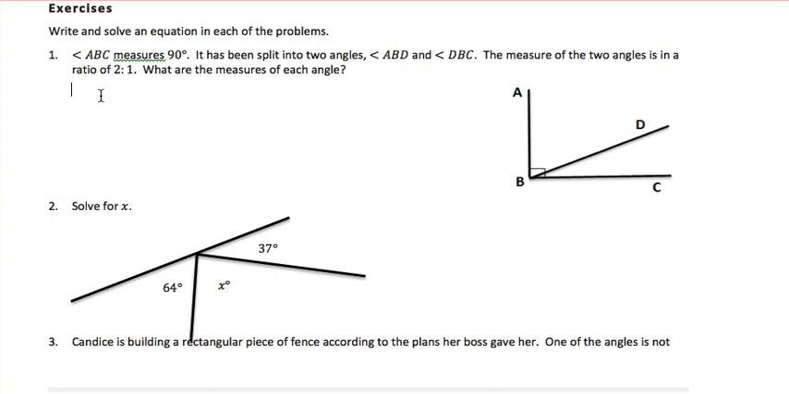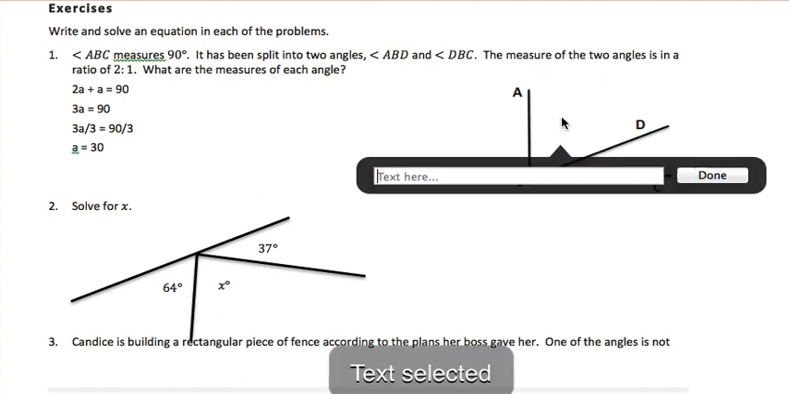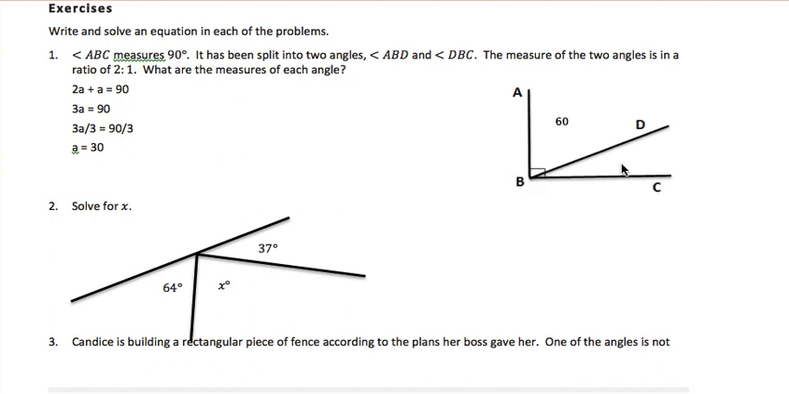So when we set that up, we would know that 2A represents ABD because it's twice as big as DBC, and A is DBC. When we add them together, we get 90 degrees. So 2A plus A is 3A equals 90. We'll divide by 3 on both sides and find that A equals 30, which means then that our second angle, this bigger angle, is 60 degrees, and the smaller angle is 30.